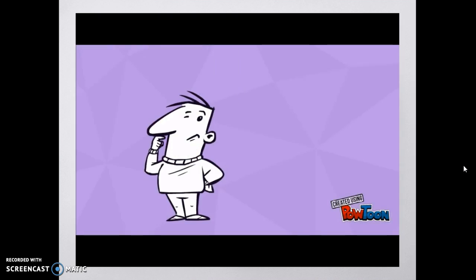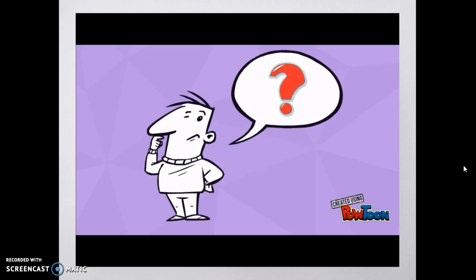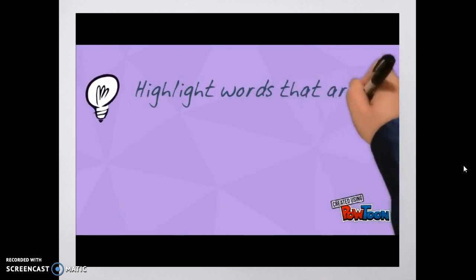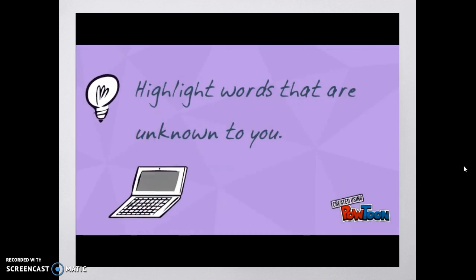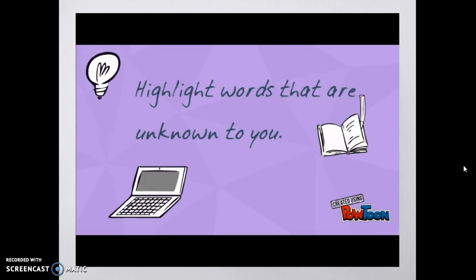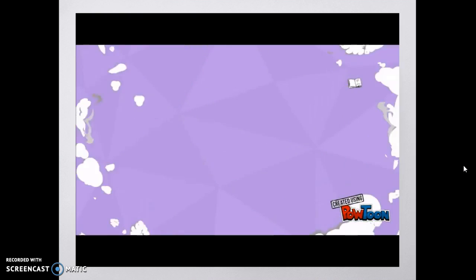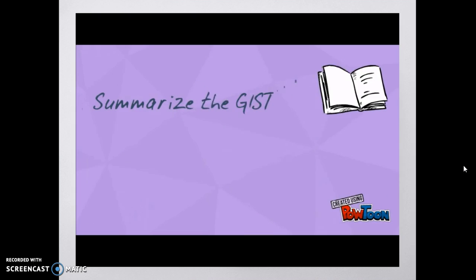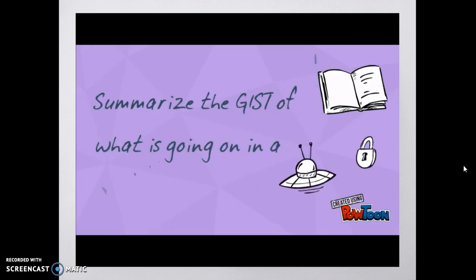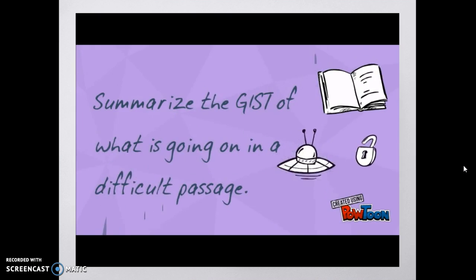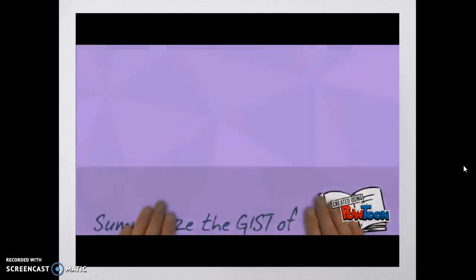So you must be wondering, if the page is already full of words, what on earth are you supposed to write about? Well, there are all kinds of annotations that you can make. You can highlight words that are unknown to you, then look them up and write a brief definition. Just be sure this isn't the only kind of annotation you do. It can look a bit lazy if you're not too careful. You can summarize the gist of what's going on in a difficult passage. This will make you stop and monitor to see if you're really understanding what you're reading.